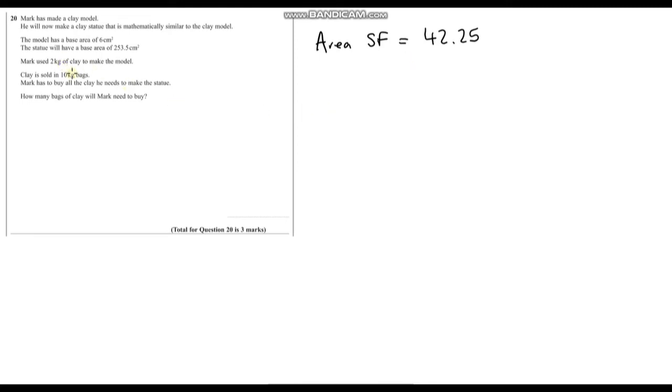Now, because we are making a model, we need to think about the volume of the statue. So to calculate the volume scale factor, let's first of all calculate the length scale factor. Well, we're just going to square root this. So it's going to be the square root of 42.25, which gives us 6.5. So each dimension of the statue is 6.5 times bigger than the model.